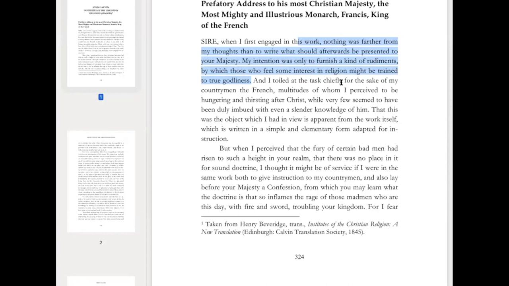teaching. And I toiled at the task, chiefly for the sake of my countrymen, the French, multitudes of whom I perceived to be hungering and thirsting after Christ, while very few seem to have been duly imbued with even a slender knowledge of him. That this was the object which I had in view is apparent from the work itself, which is written in a simple and elementary form adapted for instruction.